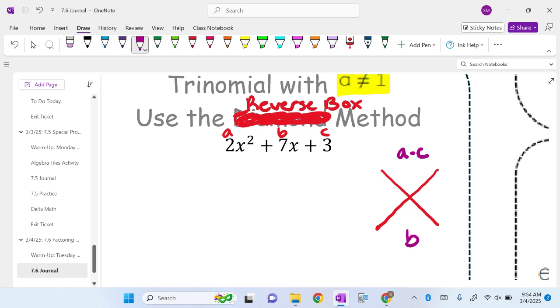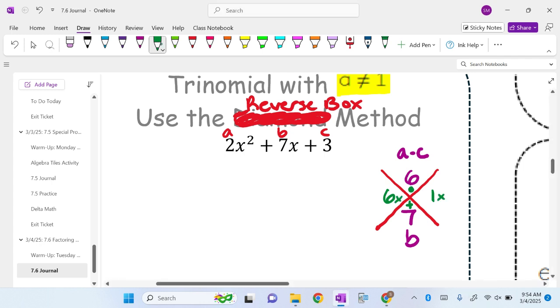So what's A times C in this case? 6. What's my B value? 7. Now I need two factors of 6 that add to 7. What are those two factors? 6 and 1. And they're both positive. Do 3 and 4 multiply to 6? So it has to be both criteria. So it has to both multiply to 6 as well as add to 7.